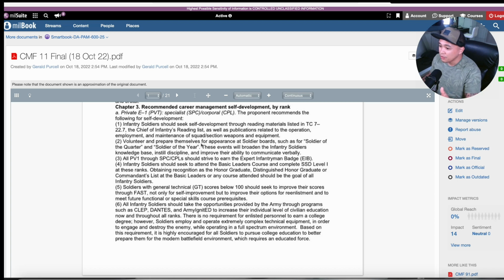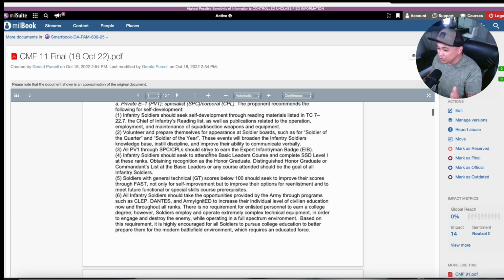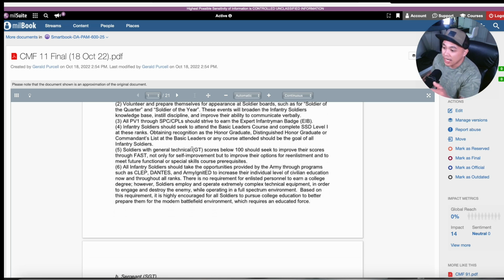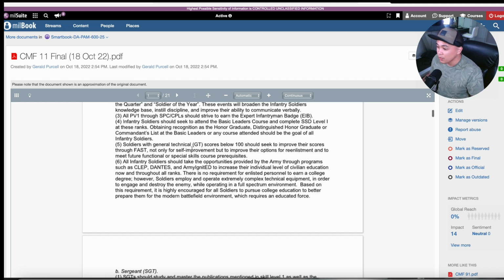And I want to highlight a few things. Number 2, look at that. Volunteer to prepare themselves and also compete, or appear. It didn't say win, appear, for the soldier of the quarter and soldier of the year. This will broaden the infantry soldiers' knowledge base, discipline, all that cool stuff. And it also tells you to strive to earn the Expert Infantryman Badge. And take a look, if their GT score is 100 or below, they should improve their score. Now take note of that one, and I'll show you in a second a different MOS.